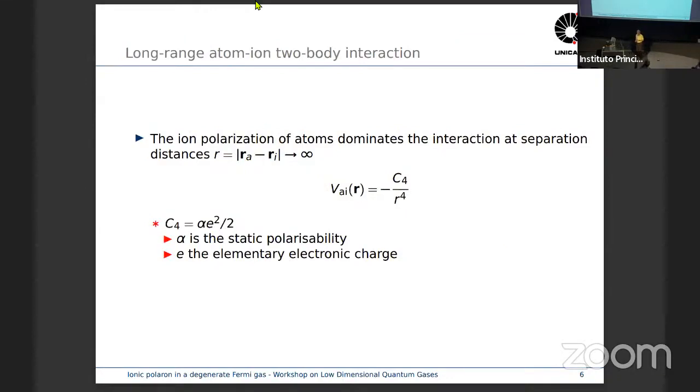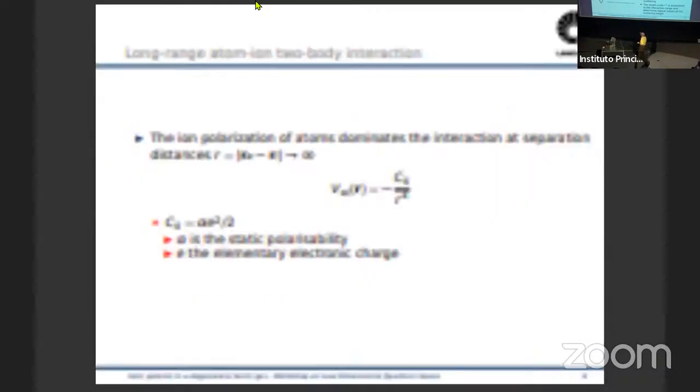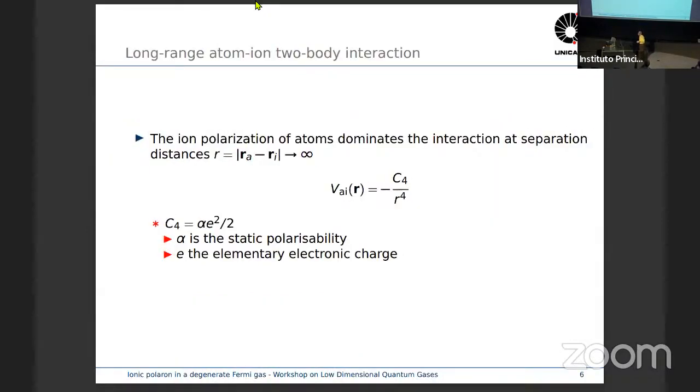The long-range atom-ion interaction is given by this, V(R) = -C4/(2R^4). Usually we don't need to consider a potential like this, but in this case, it's important. In 1 minute, I will tell you why it's important to consider this long-range tail of the polarization potential. C4 is a constant depending on the polarizability of the atoms, and e is the elementary electronic charge.